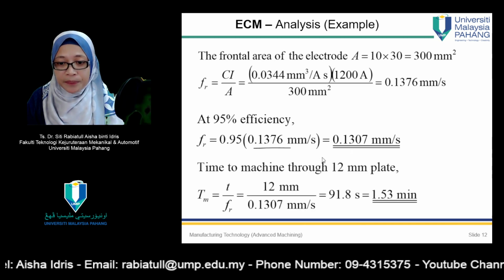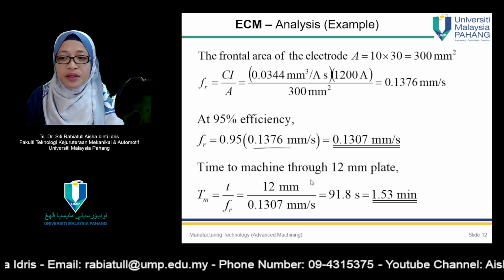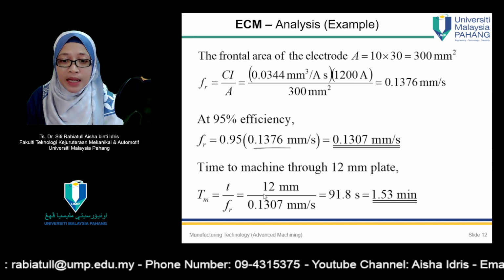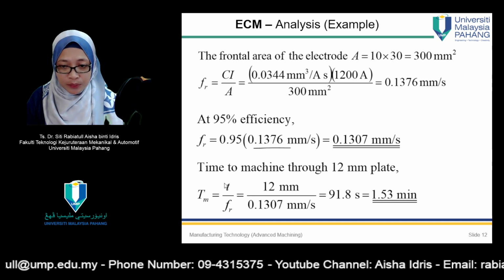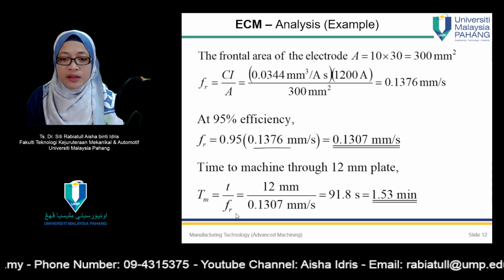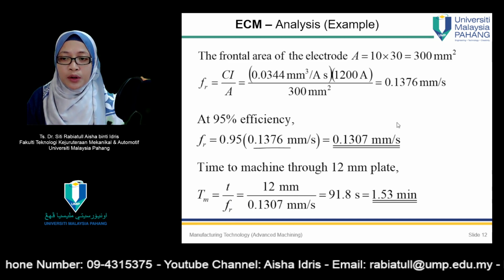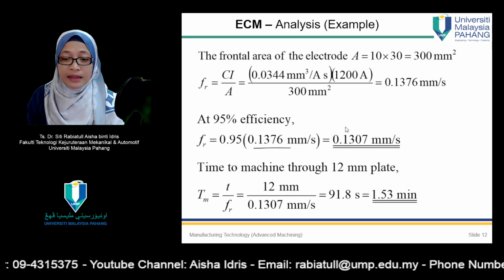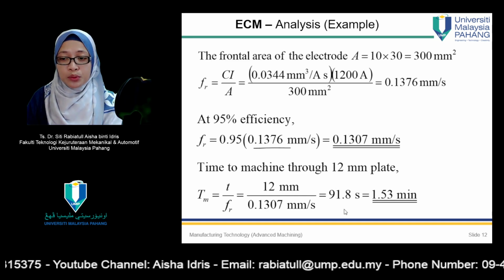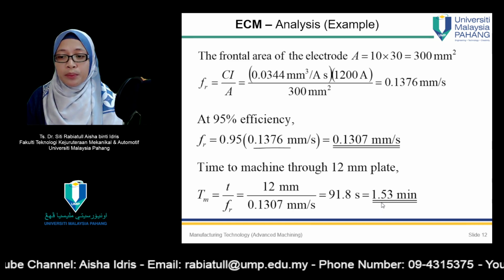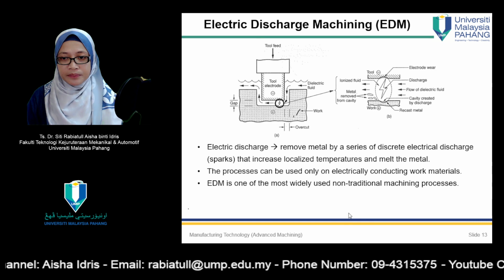mm per second. Whereas for time to machine through the 12 mm plate, use this formula. Just substitute the information and use the feed rate, the one that you have calculated just now, then you should be able to get the time to machine, which is equal to 1.53 minutes.